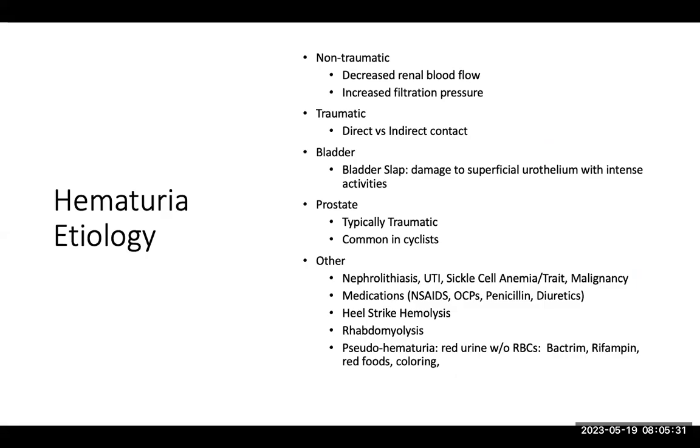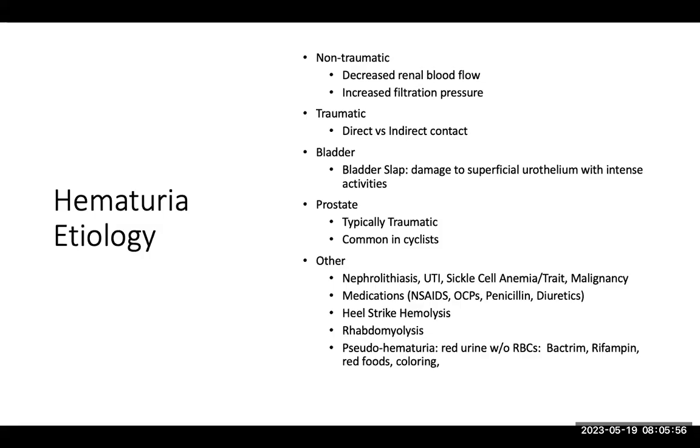So we can have non-traumatic causes of hematuria, and this can be from decreased blood flow, which leads to ischemia in the nephron and increased permeability, which allows the passage of RBCs into the urine. Also, an increased glomerular filtration pressure secondary to vasoconstriction can lead to, again, this passage of RBCs.